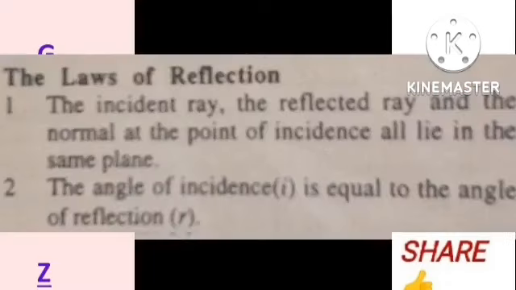There are two laws of reflection which govern every reflection that you come across in physics. The first law is that the incident ray, the reflected ray and the normal at the point of incidence all lie in the same plane. So that means they are in the same plane and meet at the same point. That's where they intersect. Now the second law is that the angle of incidence is equal to the angle of reflection.